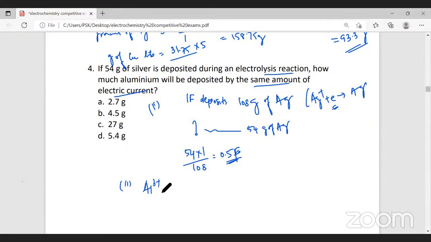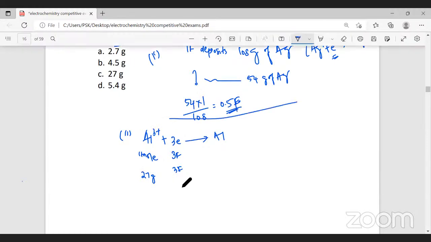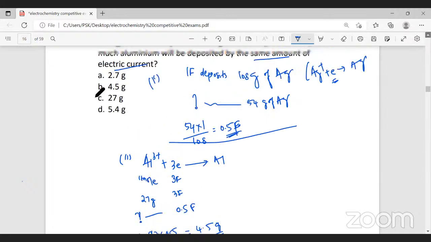Aluminum valency is 3. 1 mole of aluminum ion requires 3 moles of electrons to get reduced, that is 3 Faraday current. So 1 mole of aluminum, 27 grams, requires 3 Faraday current. But from the first part of the question, we're passing 0.5 Faraday. So when we pass 0.5 Faraday, how much aluminum will get deposited? It will be 27 into 0.5 divided by 3, which is 4.5 grams. The answer for this question is option B.